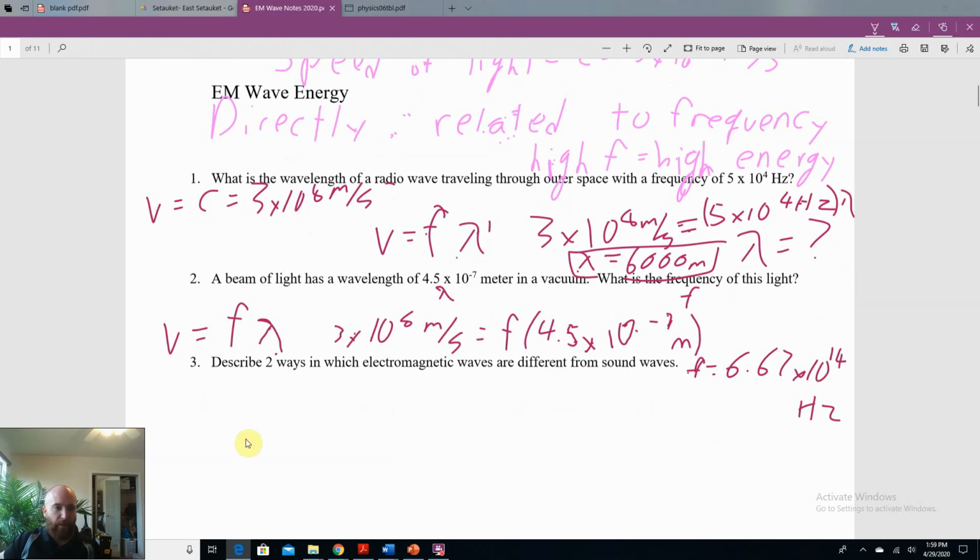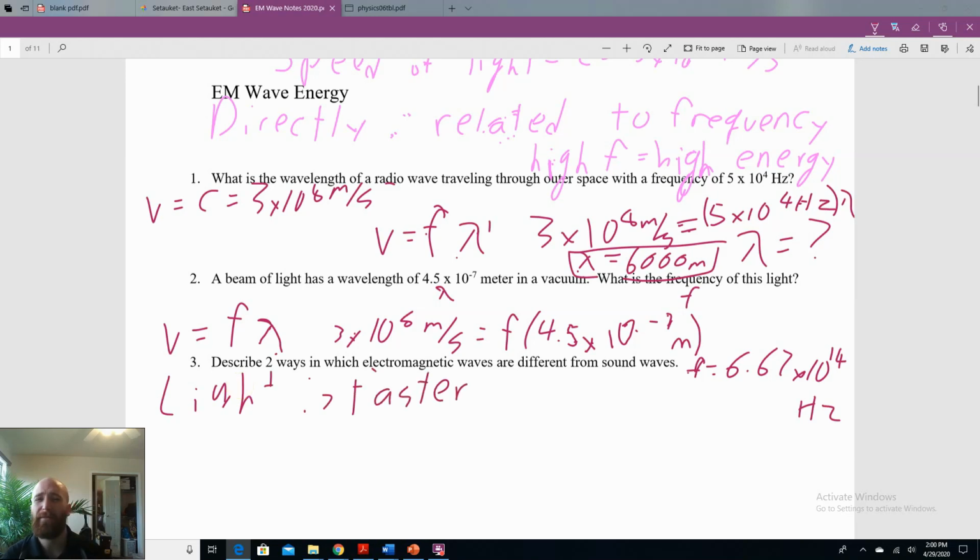Cool. 3. Describe 2 ways in which electromagnetic waves are different from sound waves. Okay, there's a lot of different things you could have written here. I'm just going to throw a couple up. You might have actually gotten more than what I'm going to put up. So for starters, light is faster. So that's a good one.